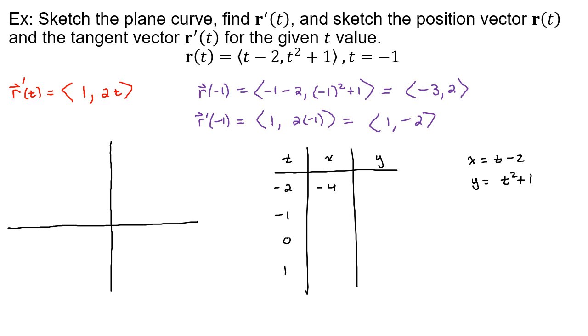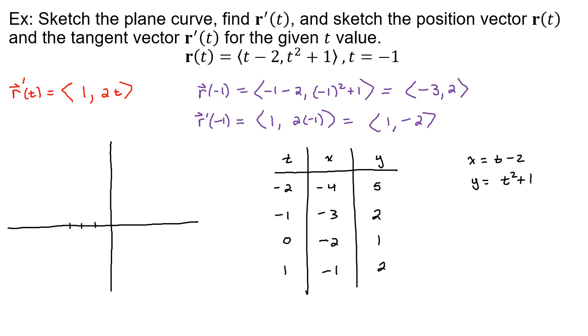-2 squared is 4, plus 1 would be 5. If you plugged in -1, -1 minus 2 would be -3, and -1 squared would be 1, plus 1 is 2. Notice this is r at -1. If you plug in 0, you'll get -2 and 1, and if you plug in 1, you'll get 1 minus 2, which is -1, and 1 plus 1, which is 2. So we end up with basically a parabola.